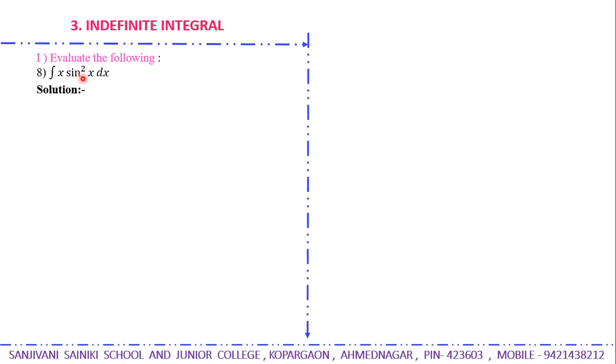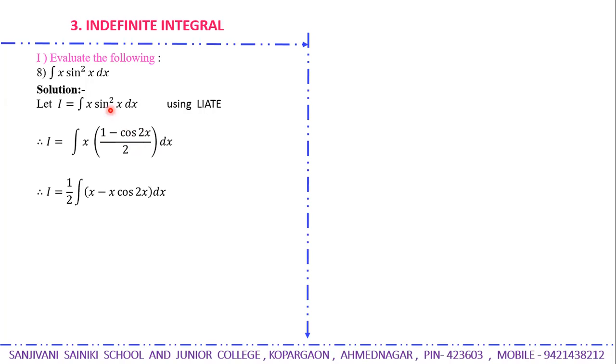Next, integral of x into sine square x dx. Now here, using LIATE, you can see this sine square theta. We don't know the integral of sine square theta or cos square theta, but we know the formula to convert that into the double angle formula. That is, 1 minus cos 2 theta upon 2 is nothing but sine square theta. So use that. 1 upon 2 is common. So in bracket, x minus x cos 2x. So take the separate integral.